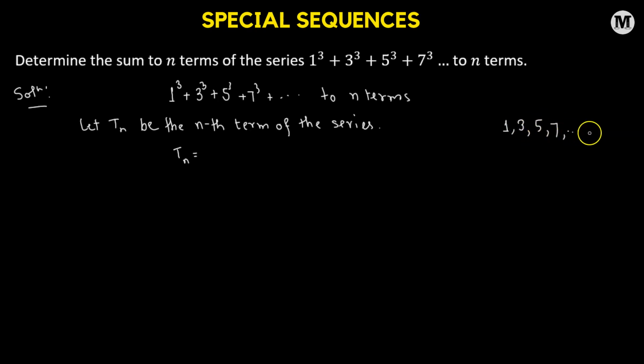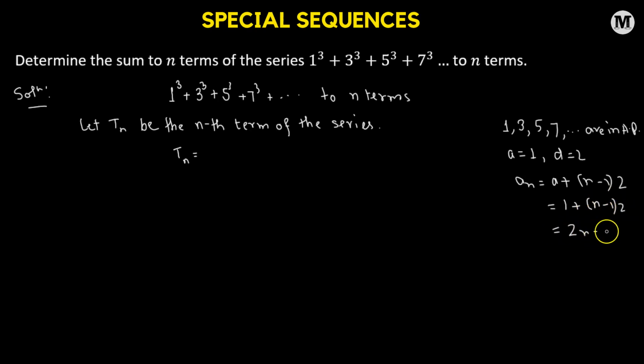Now clearly, these terms are going to be in arithmetic progression. So if they are in arithmetic progression, then the first term, which is 1, and common difference, which is 2, are going to help us define the nth term of the sequence. That's given by a plus n minus 1 times the common difference d. Now this is equal to 1 plus n minus 1 times 2. So we have 2n minus 1. Now this is the nth term of the sequence 1, 3, 5, 7. So we'll take that nth term 2n minus 1 and cube the value. And this is going to give us the nth term of the series.